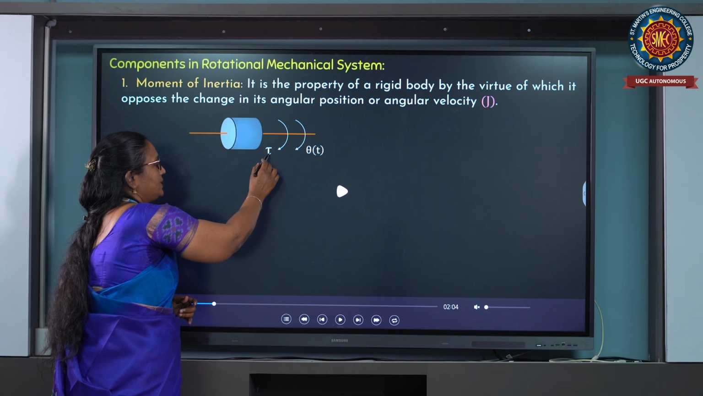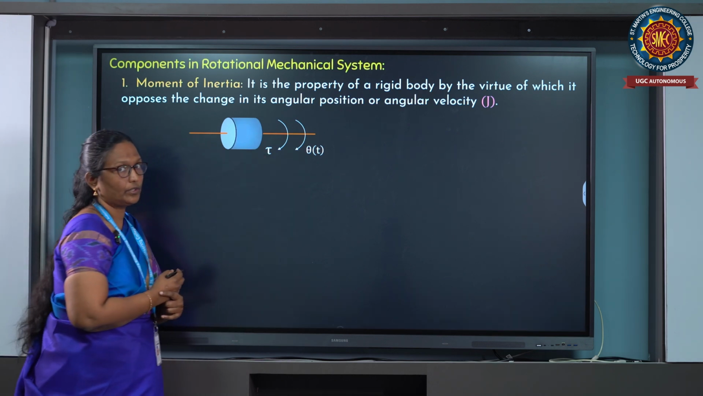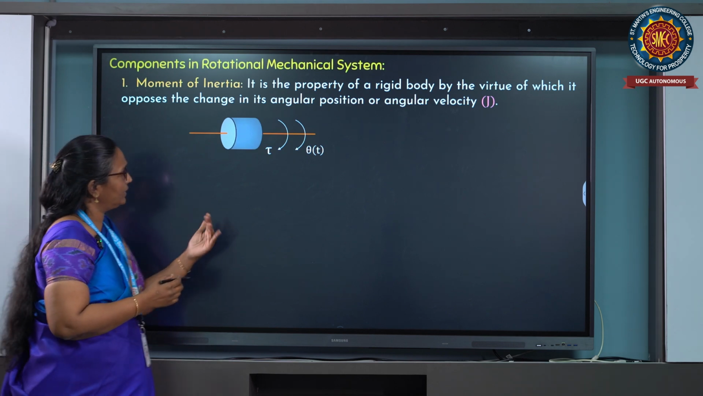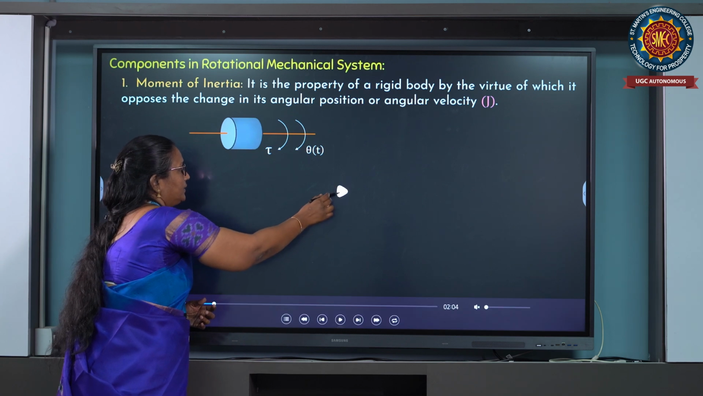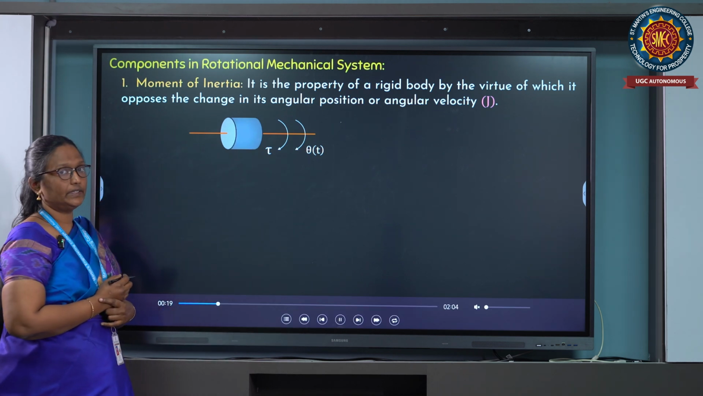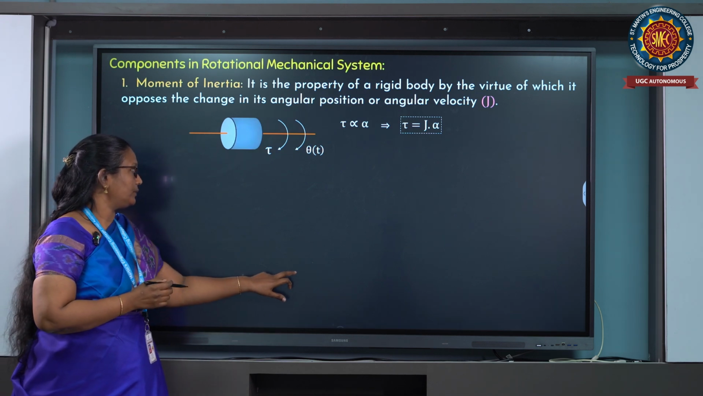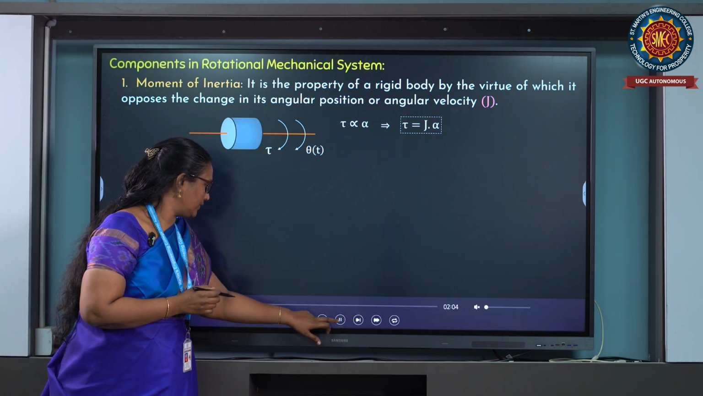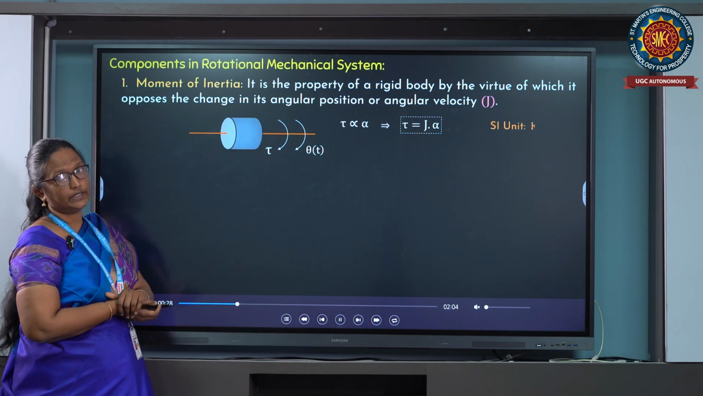Here you can see T is the applied torque, with an output theta of t. You can also represent the opposing torque, which we'll see later, as Tj. Coming to the next element, that is the dashpot.